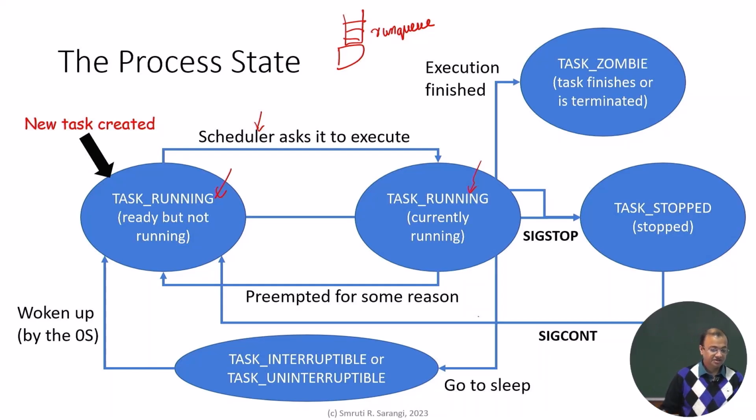Now let us say that I am running but I get preempted, in the sense that a timer interrupt comes, and the scheduler thinks that I have already run for too long a time, so it is time to give others a chance. Then I will get preempted. The moment I get preempted, I go back to the run queue. My state still remains task running. My state does not change.